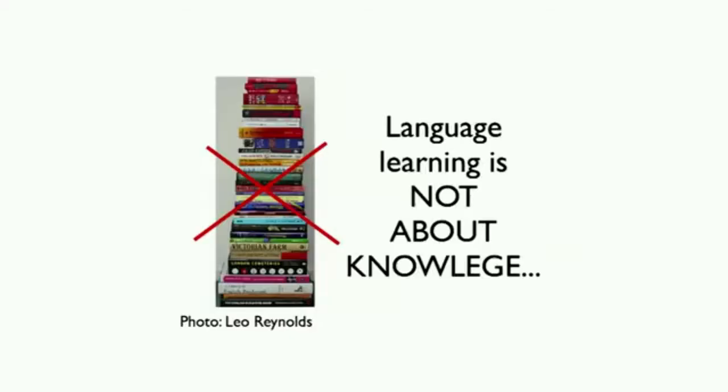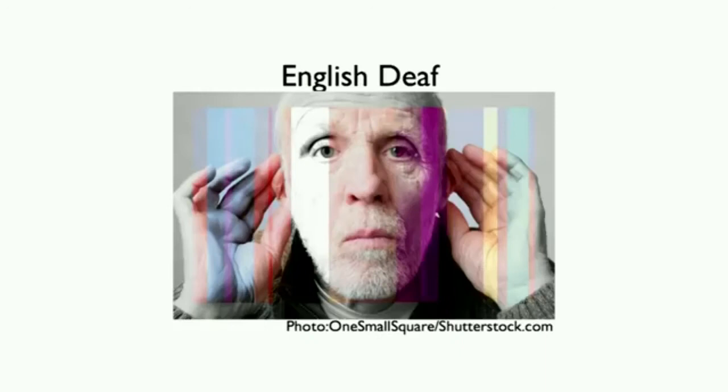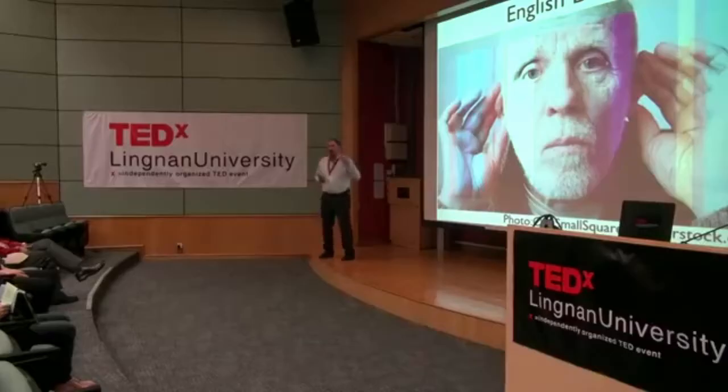And language learning is not about accumulating lots of knowledge. In many, many ways, it's about physiological training. Because we have filters in our brain that filter in the sounds that we are familiar with, and they filter out the sounds of languages that we're not. And if you can't hear it, you won't understand it. If you can't understand it, you're not going to learn it. So you actually have to be able to hear these sounds. And there are ways to do that, but it's physiological training.